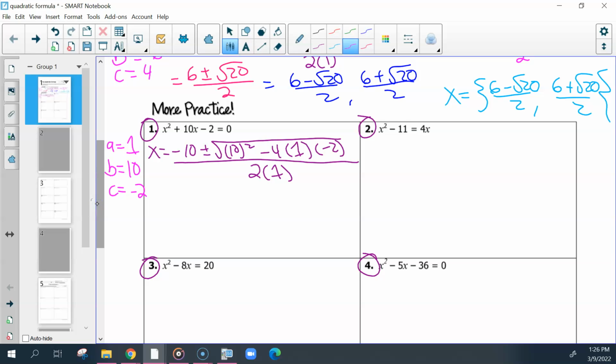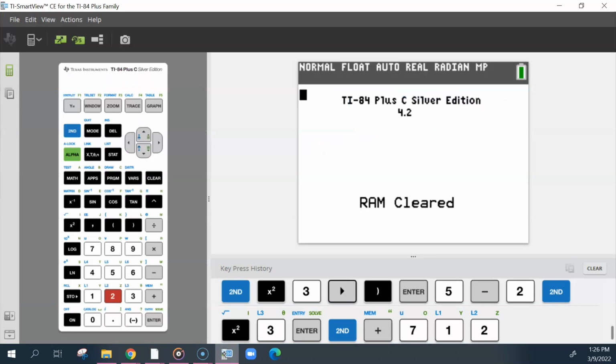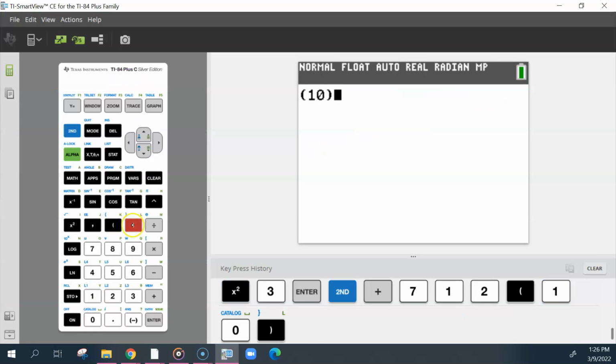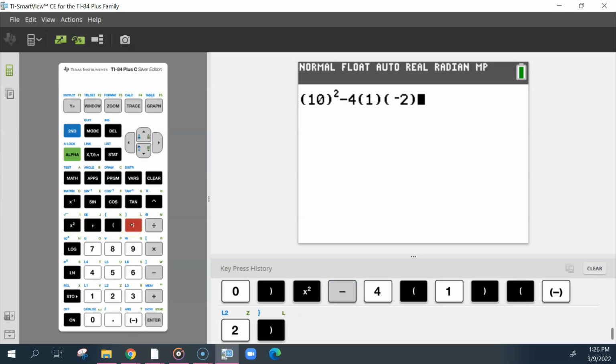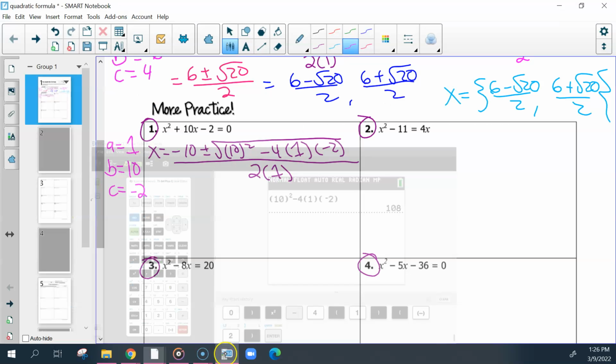This can't be simplified anymore. We can simplify this to 2. But if we want to simplify this inside all at the same time, we could do that in our calculator. So I would put 10 squared minus 4 times 1 times negative 2, all at the same time. That way I don't have to simplify this part and then this part and then combine them together. That way we automatically know what our discriminant number is, 108.